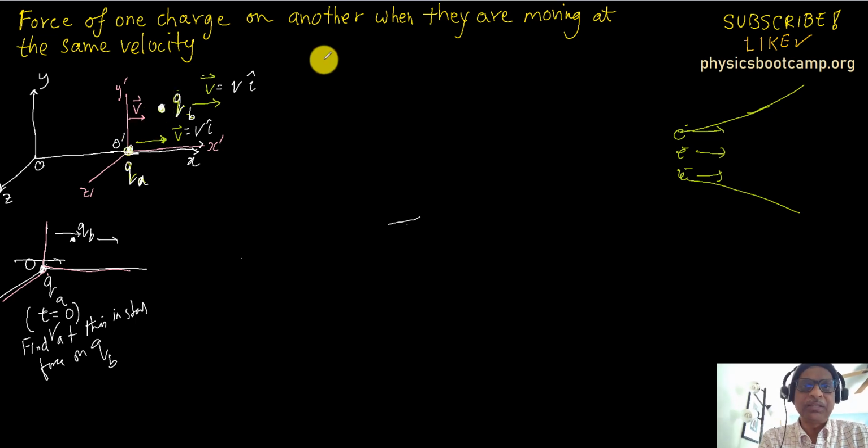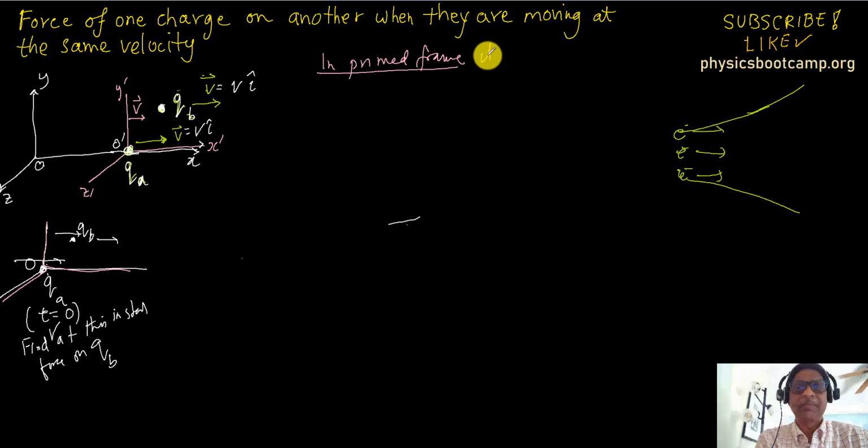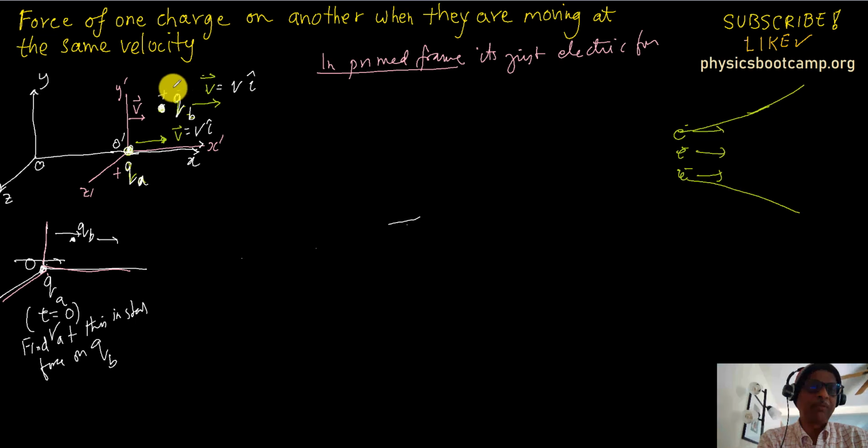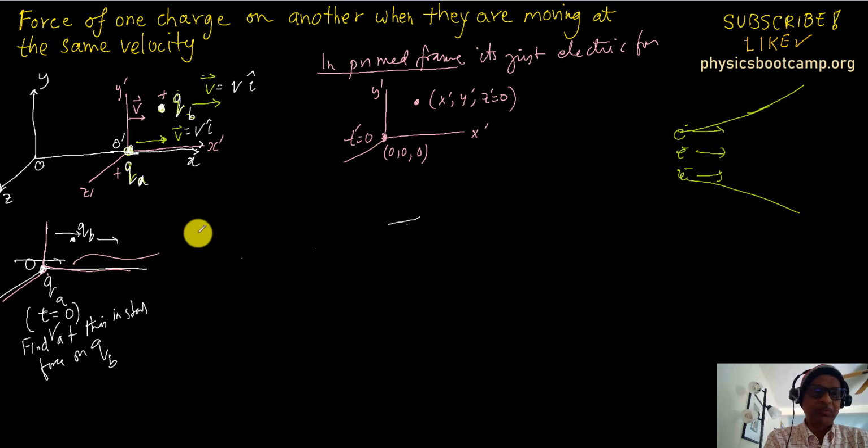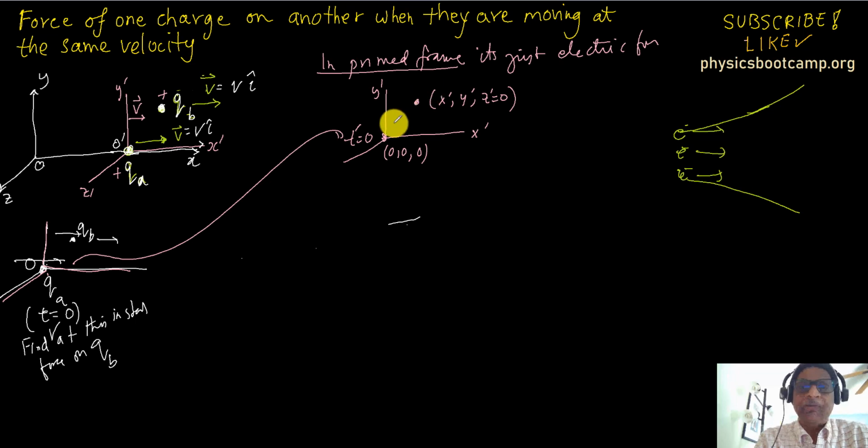And these guys are not going anywhere. So in the primed frame, it is all electric force. Say this was positive and this was positive, then in the primed frame nothing special is going on. I'll just place this charge in the X prime, Y prime plane, with Z prime equal to 0. And this guy's at the origin, 0, 0, 0, and the time prime is 0. So we're looking at this situation. Electric force will be in that direction. This is B and this is A. Let me write that down.